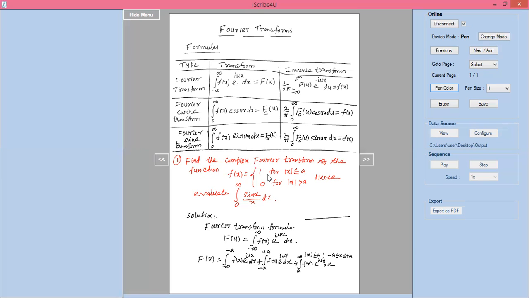See why I am doing this. This is minus infinity, this is plus infinity. Here this is minus a, this is plus a. In between, the value is 1, and outside it is 0. If you split, from minus infinity to minus a the function is 0, from minus a to plus a the value is 1, then from a to infinity the value is 0. Now I can use this and simplify.